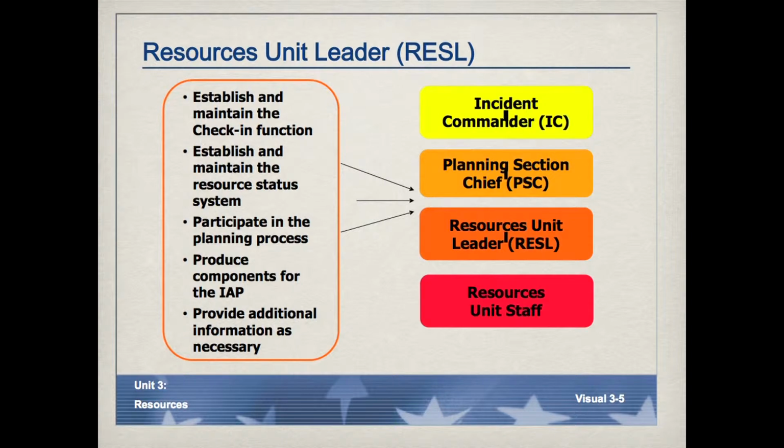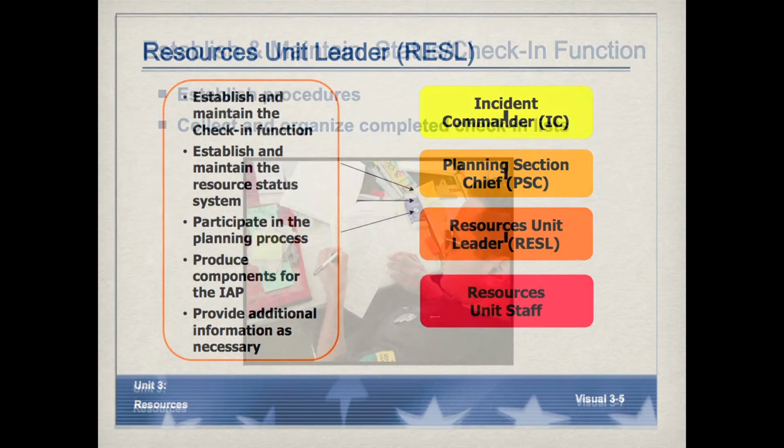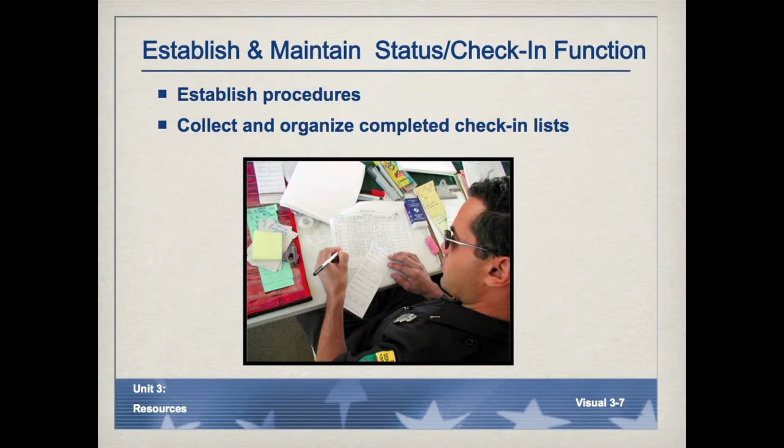The resource unit leader is responsible for maintaining the status of all assigned resources at an incident. This is achieved by overseeing the check-in of all resources and maintaining a status-keeping system that indicates the current location and status of all resources. For example, key supervisory personnel, primary, and support resources. Different IMTs use different methods for collecting and organizing check-in lists. Many teams use electronic systems now. It is up to the resource unit leader or status check-in recorder to determine the best method for their team.